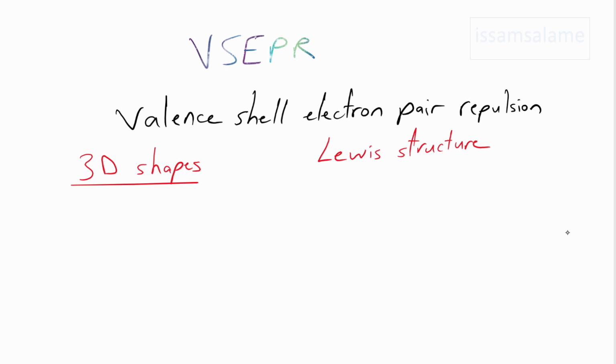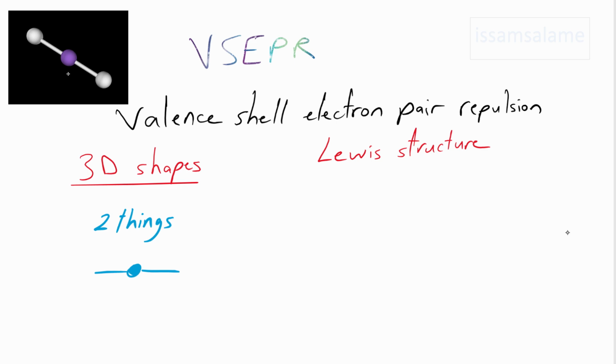And after drawing the Lewis structure, you have to check how many things are around the central atom. If you have two things around the central atom, then the 3D shape of the molecule is going to be as you see in the simulation in the upper left corner. And this shape is called linear.